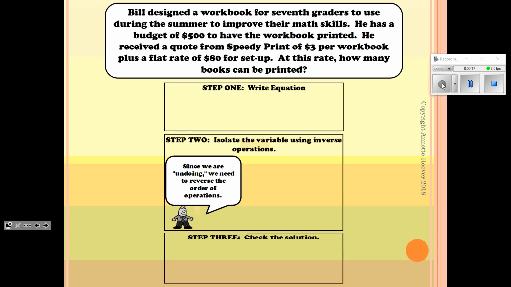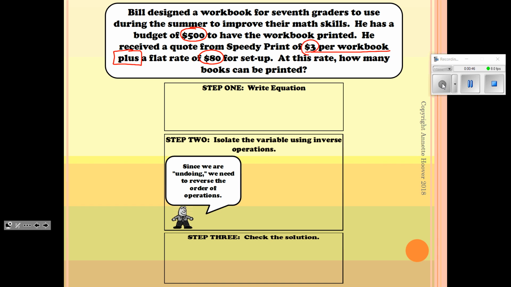Bill designed a workbook for 7th graders to use during the summer to improve their math skills. He has a budget of $500, so that's the most he can spend to have the workbook printed. He received a quote from Speedy Print of $3 per workbook plus a flat rate of $80 for setup. At this rate, how many books can be printed?